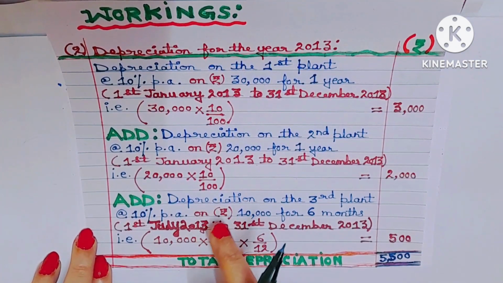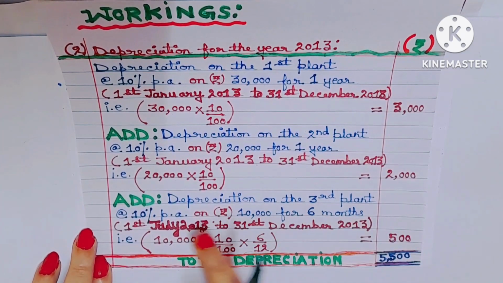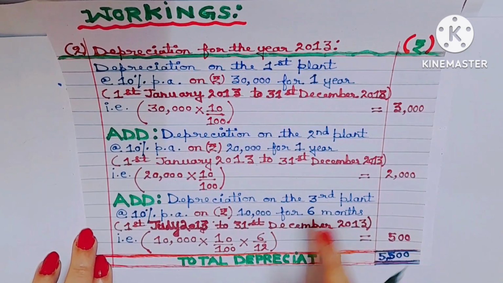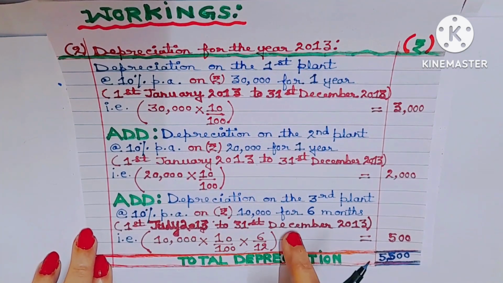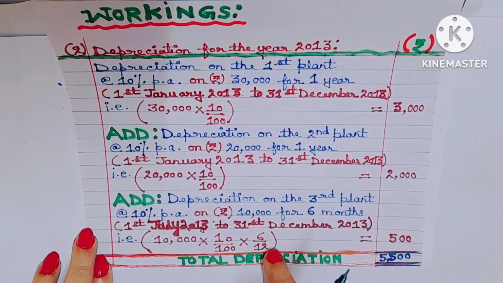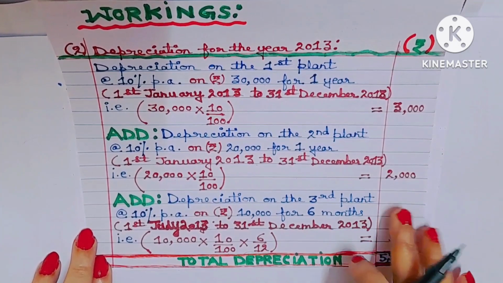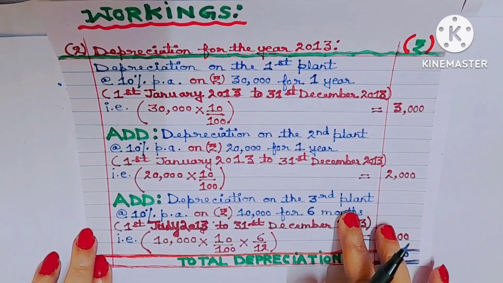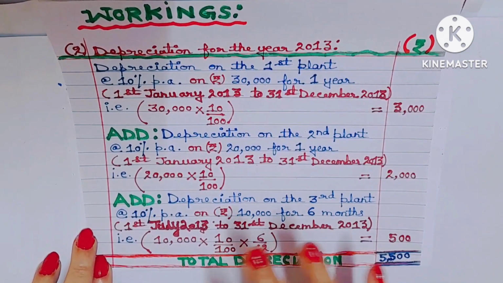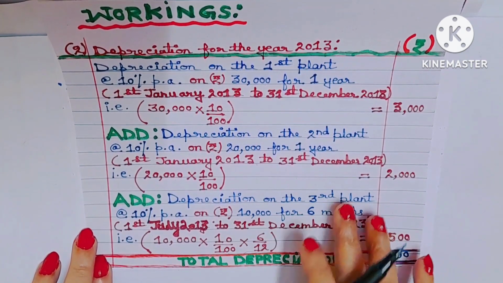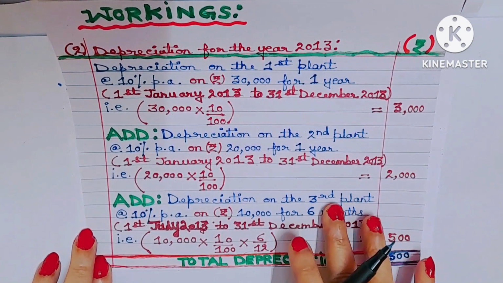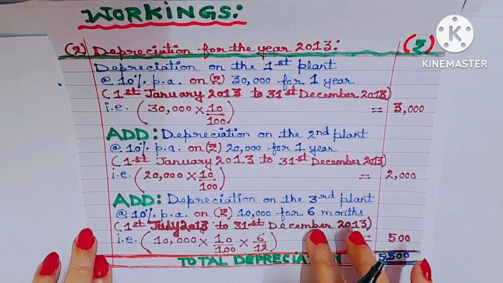Now you got to add depreciation on the third plant at the rate of 10% per annum on rupees 10,000 for 6 months. That is 1st July 2013 to 31st December 2013. That is 10,000 into 10 by 100 into 6 by 12. Why 6 months? Because the third plant was purchased by Baba Limited on 1st July 2013. Before that, the third plant was not in the business. The third plant was not in the business before 1st July 2013. Baba Limited purchased the third plant on 1st July 2013.